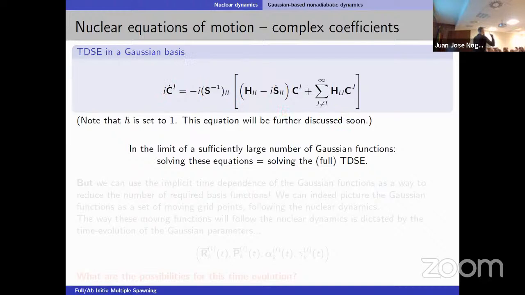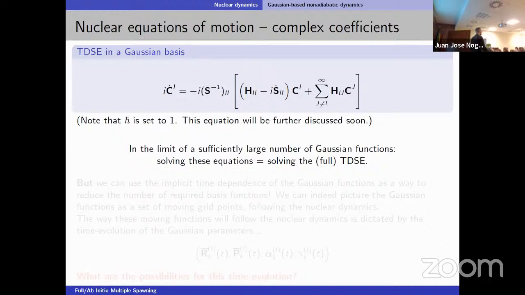And for the nuclei part, in a basis of moving Gaussian functions. That's why it looks weird. But this is exactly like solving the time-dependent Schrödinger equation. In the limit where I will have a large number of Gaussians, there's no difference between that or solving the time-dependent Schrödinger equation. Now, the only thing that depends on time that matters is this coefficient that tells you how important each Gaussian is, right? But nothing has changed otherwise.